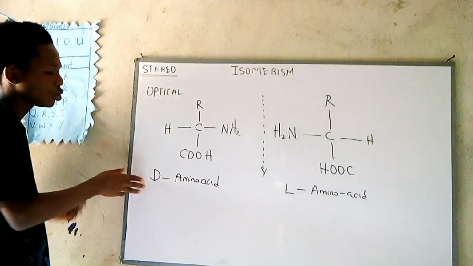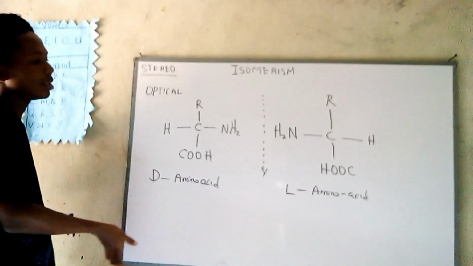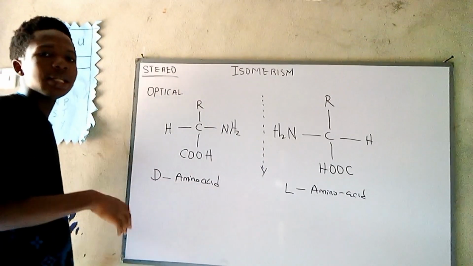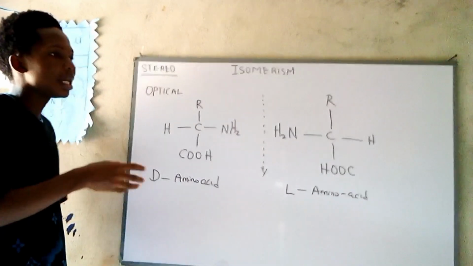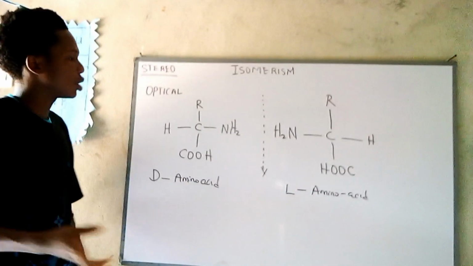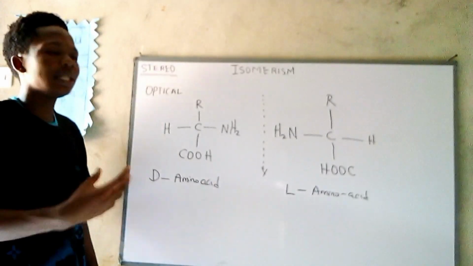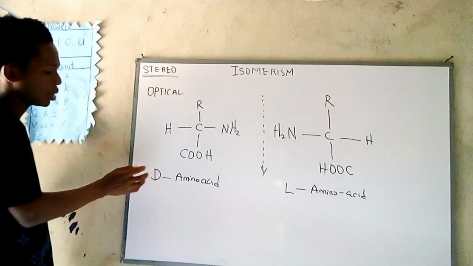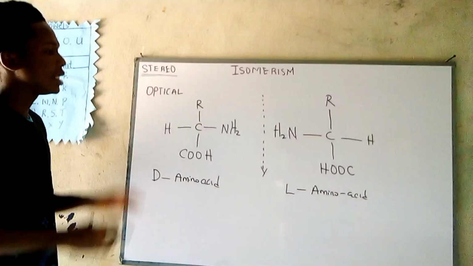Now, why is it called dextrorotatory and why is it called levorotatory? This guy rotates to the right side. Any organic compound that is optically active and rotates its plane polarized light to the right hand side is called dextrorotatory, and the one that rotates to the left hand side is called levorotatory. Are we alright? So now it's just simple, this dextro and this levorotatory amino acid. Alright, this is how it looks like.